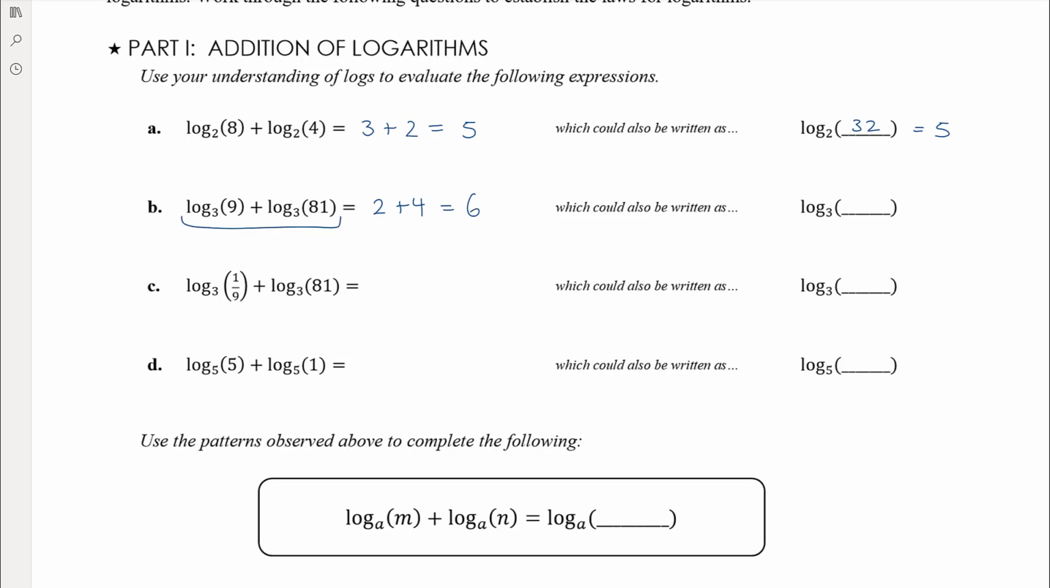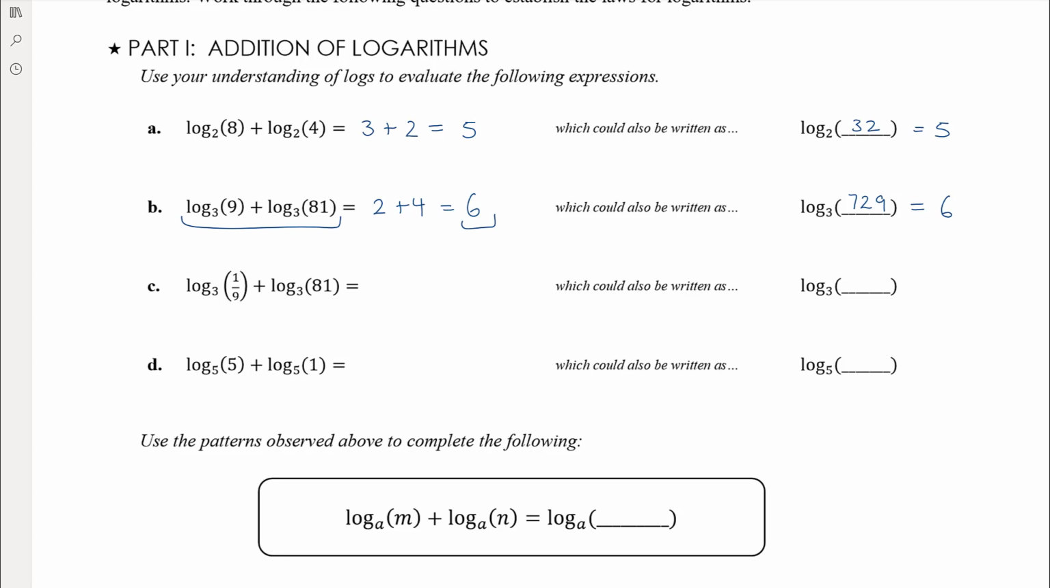So if this thing is equal to 6, instead of writing two separate logs equaling 6, let's see if we can write one log with a base of 3 equal to 6. So 3 to the power of 6, I don't actually know that one off the top of my head. Let me quickly grab my CAS, it's closed. Hold on, let me pause. Okay, so 3 to the power of 6 is 729, so that means that log base 3 of 729 is equal to 6.